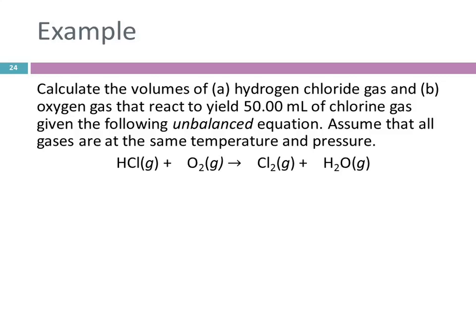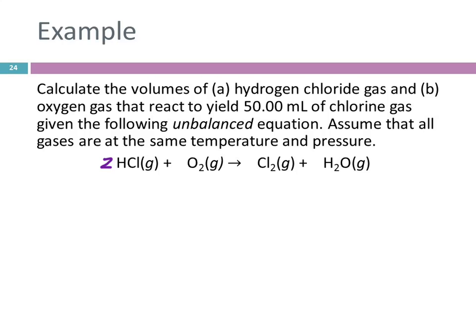Let's do another one. Calculate the volumes of hydrogen gas and oxygen gas that react to yield 50 milliliters of chlorine gas, given the following unbalanced equation. Assume that all gases are at the same temperature and pressure. So again, with the balancing of the equations. Here's chlorine. There's 2 of them, and there's only 1 over here. So I can start out by putting a 2 there, get the chlorine straightened out.